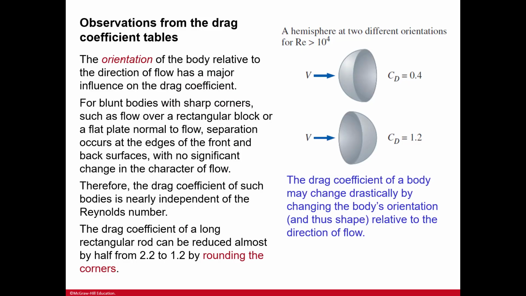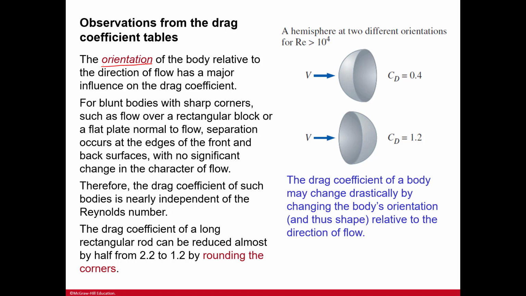So, observations from the drag coefficient table. What you can observe is that the orientation of the body relative to the direction of the flow has a major influence on the drag coefficient. So if you want to go back and look at those, you definitely can. Going to keep this kind of rolling so that we can get through this chapter. But a major takeaway that you will find is that the orientation of the body relative to the direction of the flow has a major influence on the drag coefficient.